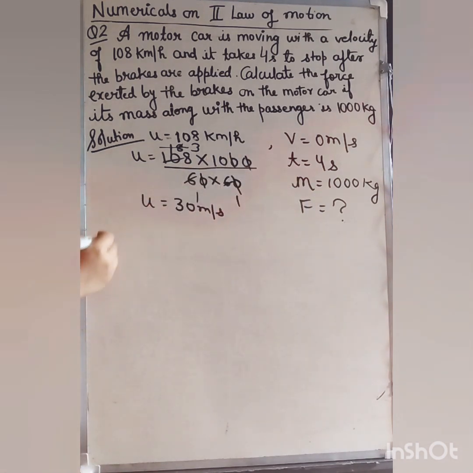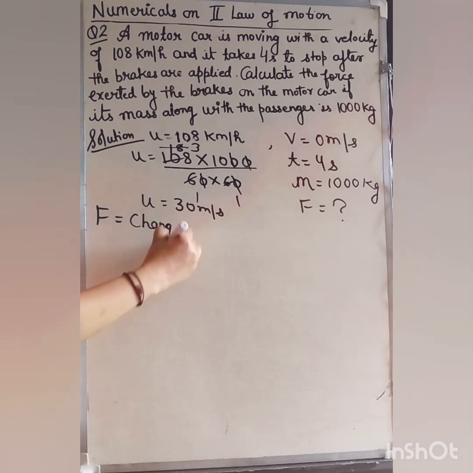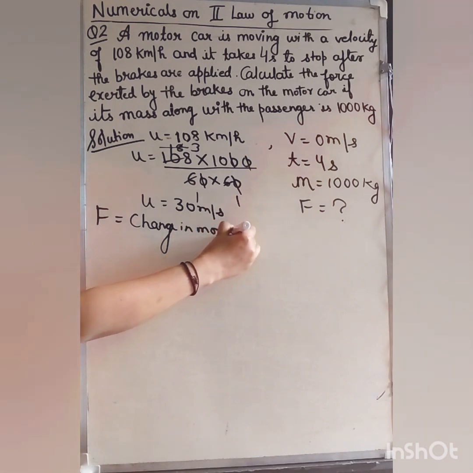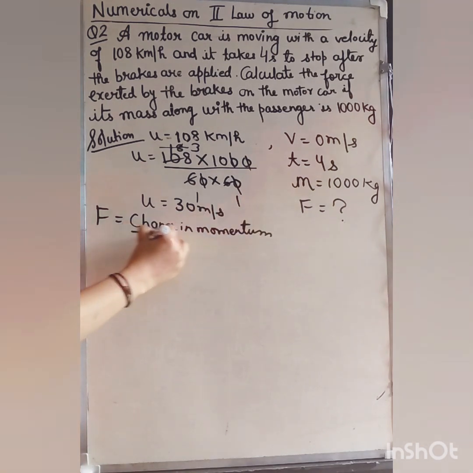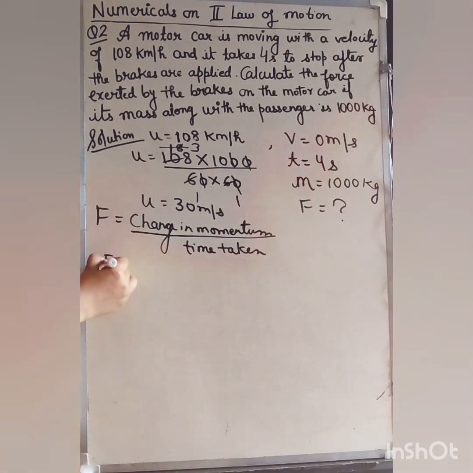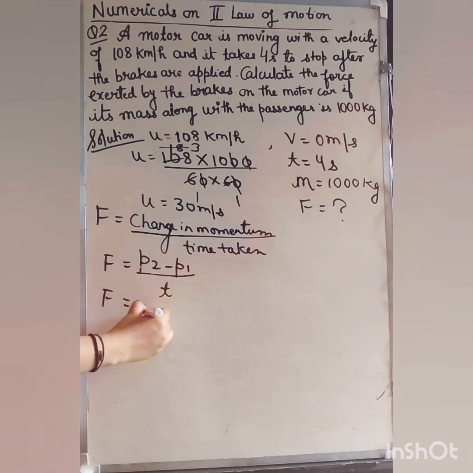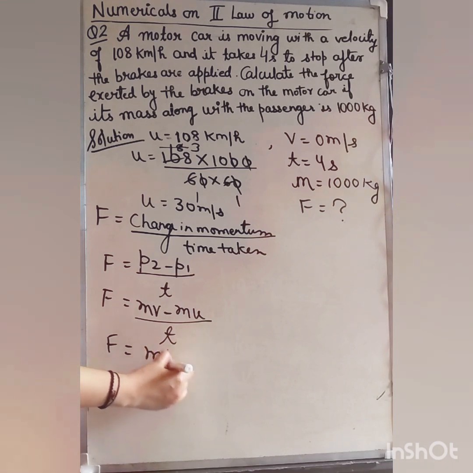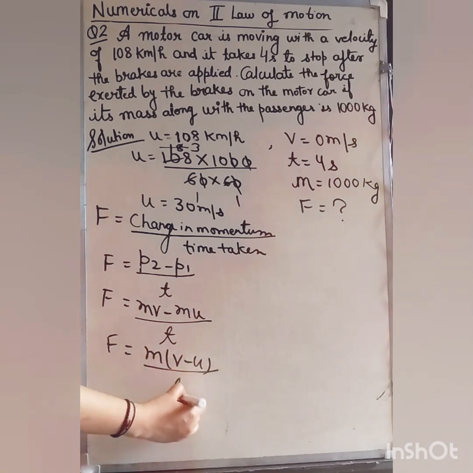Now you have to find out the force. By Newton's second law of motion, we know that force is change in momentum upon time taken. So force is equal to change in momentum, that is final momentum minus initial momentum, upon t. F is equal to final momentum, which is mass into velocity, minus initial momentum, which is m into u, upon t. So taking m common, m into v minus u by t. Now we can put all the values to get the value of force.